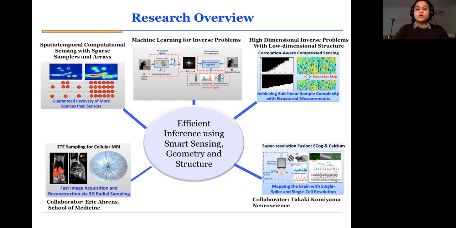And more recently, to solve this kind of inverse problems, we need some low dimensional structure. Okay, we need to exploit some priors, some low dimensional structure that is present in the signal of interest.